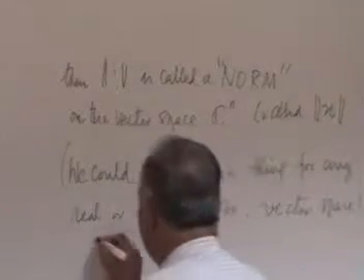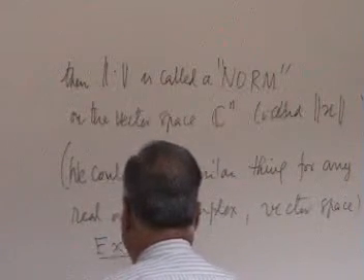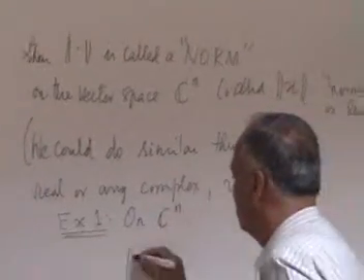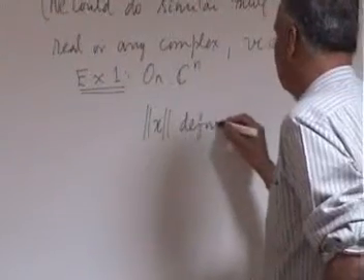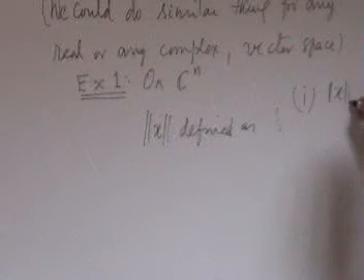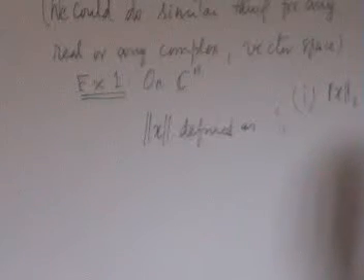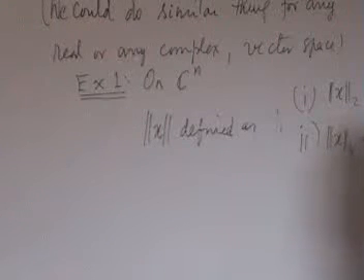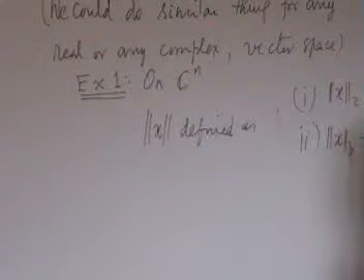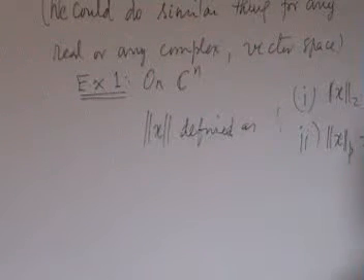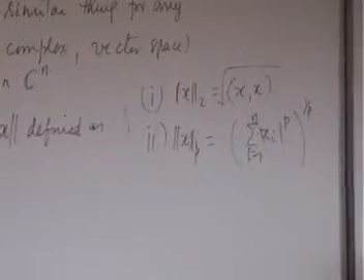Now, the immediate examples are the following. On Cn, norm x defined as, with various examples we'll take, the usual x comma x, which we had there. This is called the 2 norm, with a square root, and the p norm, which is defined as what? These are all norms on that complex vector space.